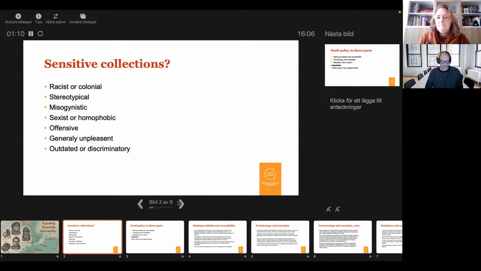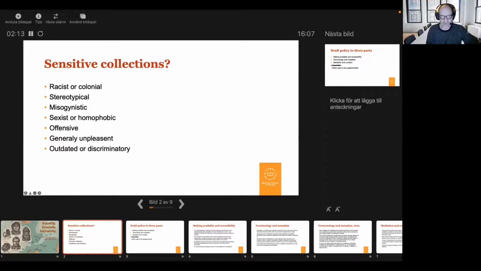At least in our definition, sensitive collection is a rather broad definition of matters, documents, pictures, and so forth in our collections that could be racist or colonial, stereotypical, misogynistic, sexist or homophobic, offensive, or generally just unpleasant, outdated, or discriminatory. It's more or less in the eye of the observer to actually define what is on a daily basis sensitive or not. I don't think there will ever be a very specific definition. And of course, it's a question of the staff being very sensitive for these kinds of different definitions.